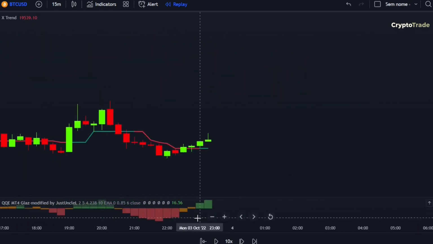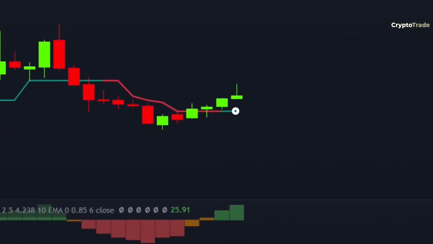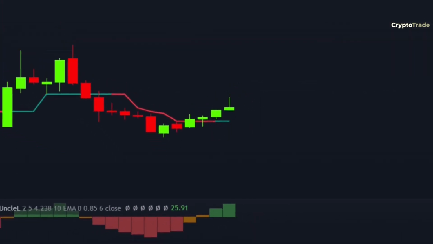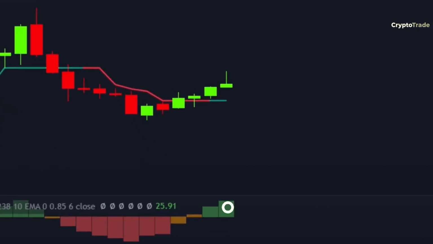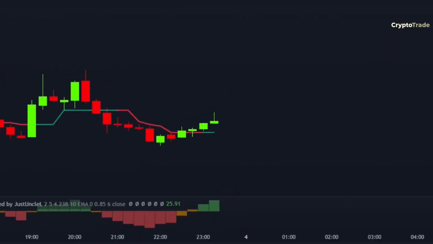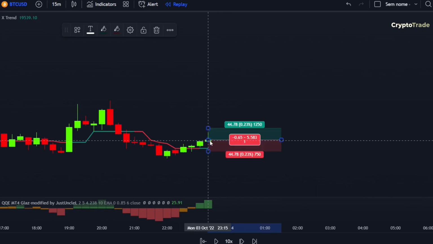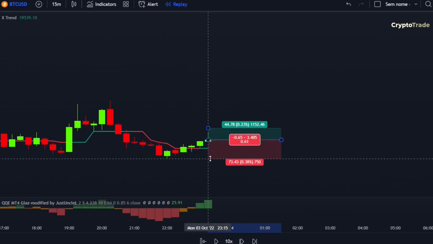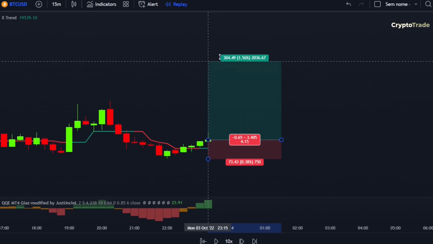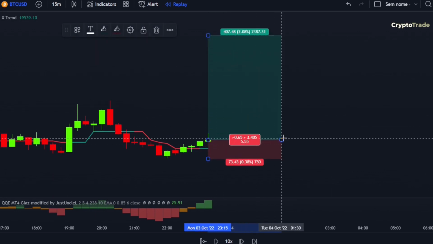For a buy order, the market must be above the XTREME TREND line and the trend line must be green. The QQE threshold indicator must be green. If these conditions are met, place a buy order at the close of the candle. Place the stop loss below the nearest swing low. Do not set a take profit.